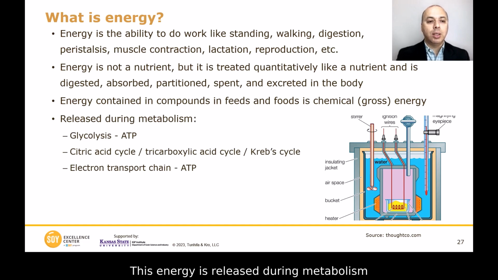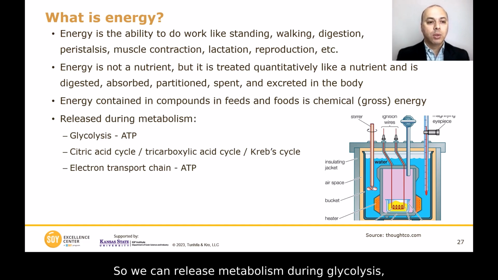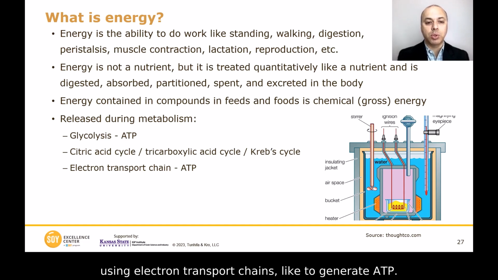This energy is released during metabolism and is needed for metabolic purposes. So we can release energy during glycolysis. We can produce energy in the citric acid cycle or in the Krebs cycle. We can generate energy using electron transport chains, like to generate ATP.